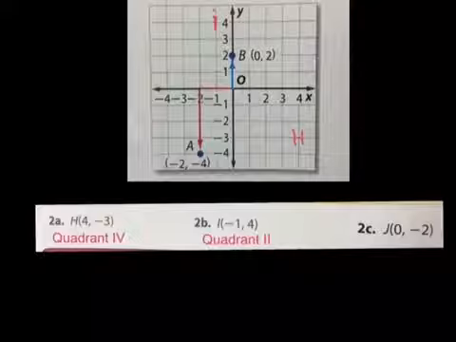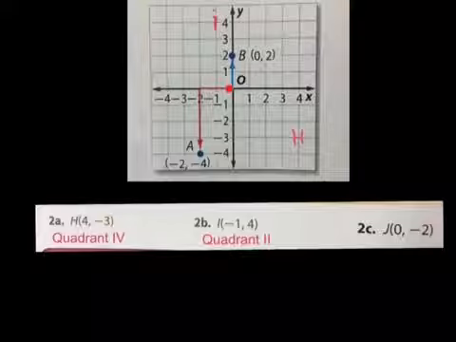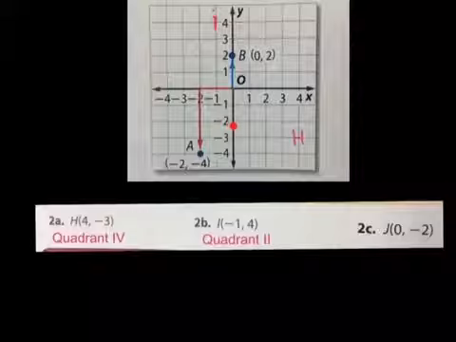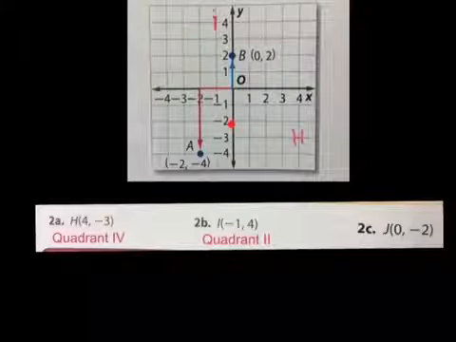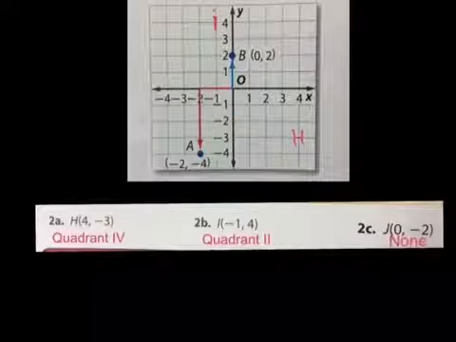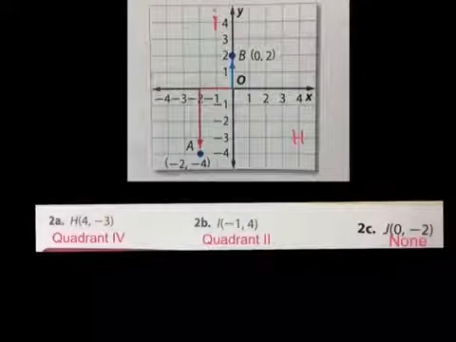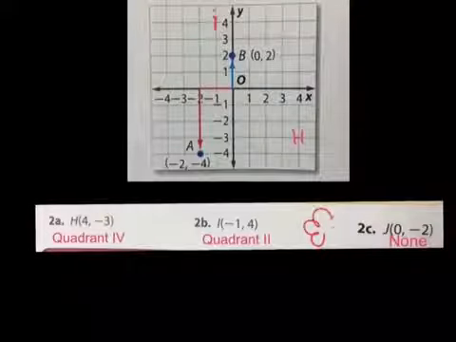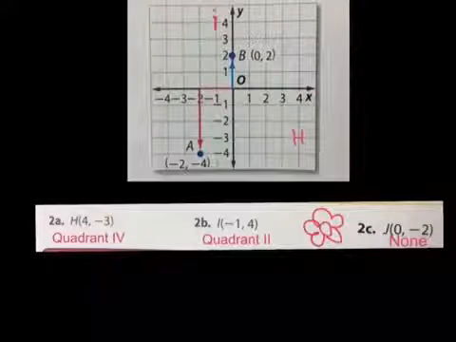Let's try J. So we have 0. We don't move left or right, and then -2 right there. Now, don't forget, we just mentioned that if a coordinate is on an axis, x-axis or y-axis, it's not in a quadrant. It's right, let's say, on the fence of what breaks up the quadrants. So this one would be none. None of the quadrants. So go ahead and copy that down. And now I think maybe a nice little flower there could be our key answer.